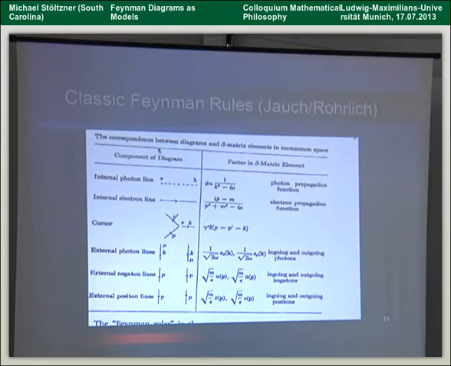Jauch and Rohrlich. If you were interested in philosophy of simulations, that's the guy you have seen in philosophy of science. Yeah, Rohrlich, Viennese, who did some interesting philosophical papers in his 80s.